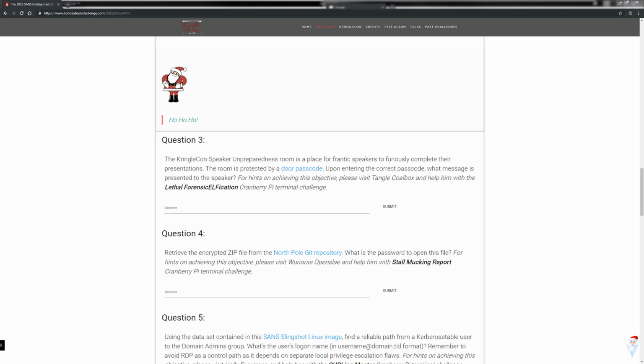Question 3. The KringleCon Speaker Unpreparedness Room is a place for frantic speakers to furiously complete their presentations. The room is protected by a door passcode. Upon entering the correct passcode, what message is presented to the speaker? For hints on achieving this objective, please visit Tangle Callbox and help him with the lethal forensic elfication cranberry pie terminal challenge. So let's look at this door passcode.